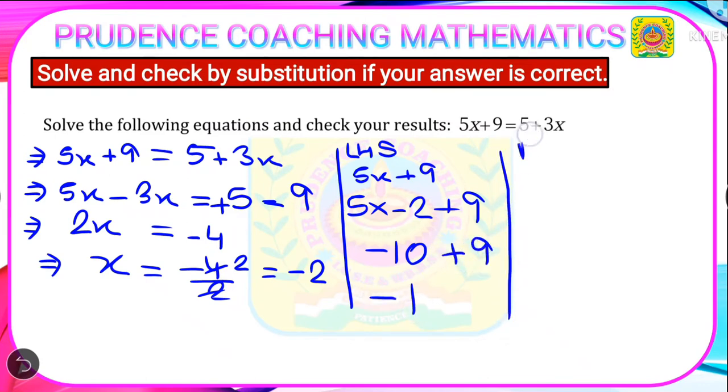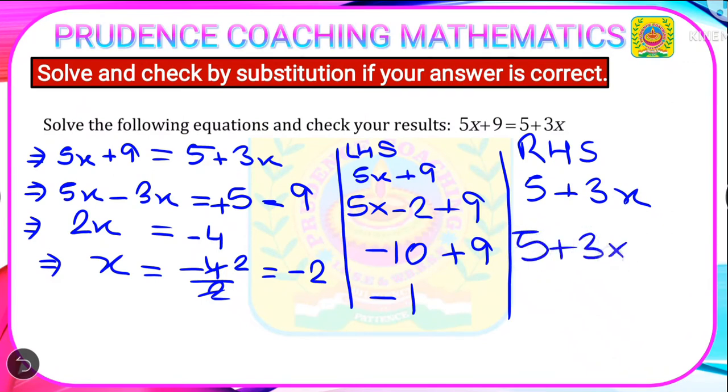Next we need to solve the RHS. So in the RHS we have 5 plus 3x. Put the value of x here, that is minus 2. So 5 plus 3 into minus 2. First, according to the Bodmas rule, we need to multiply. So plus into minus will give you minus sign, and 3 into 2 will give you 6. So ultimately you will get minus 6.